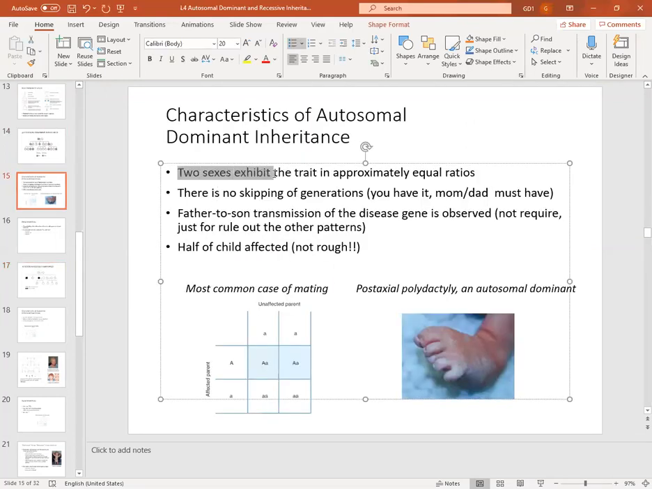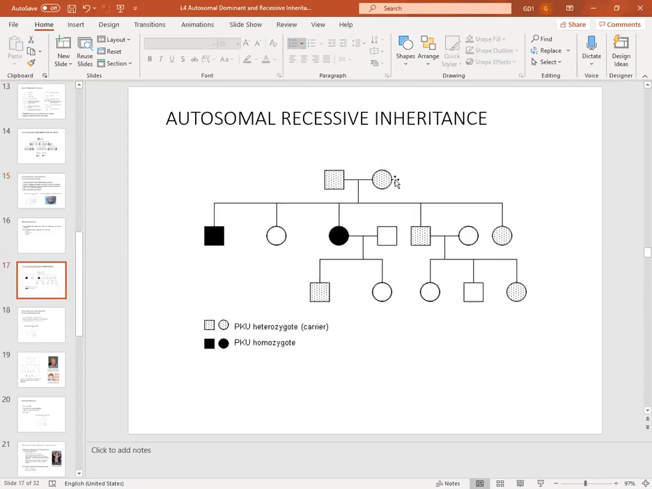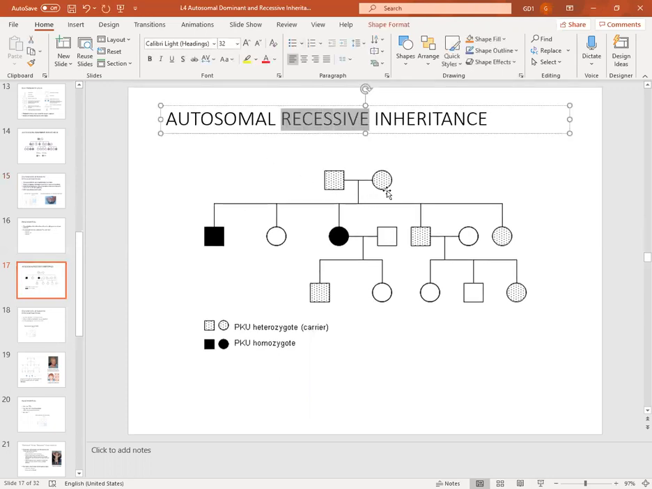This one has both sexes exhibiting the trait, but we have a skipping generation of the expressed disease, right? This generation doesn't have the disease, and only this generation expresses it. That shows it is related to recessive. Recessive is hidden in this generation by the dominant. The dominant is normal, and the recessive hides in these people, and it is expressed when they become homozygous for the recessive disease mutation, right?